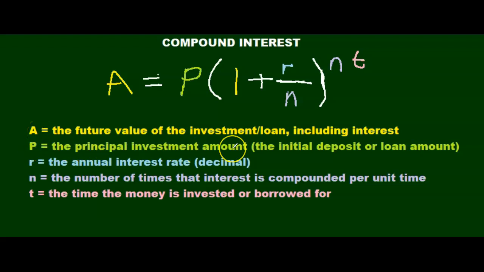P is the principal investment amount. That's the initial deposit or loan amount. So as we talked about, that's the amount of money that you put in the account. R is the annual interest rate but must be denoted in decimal form.